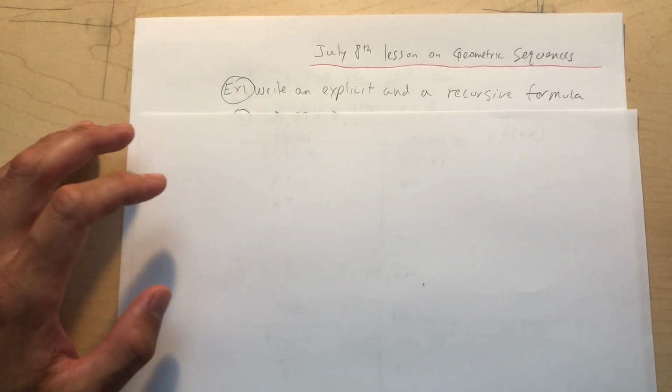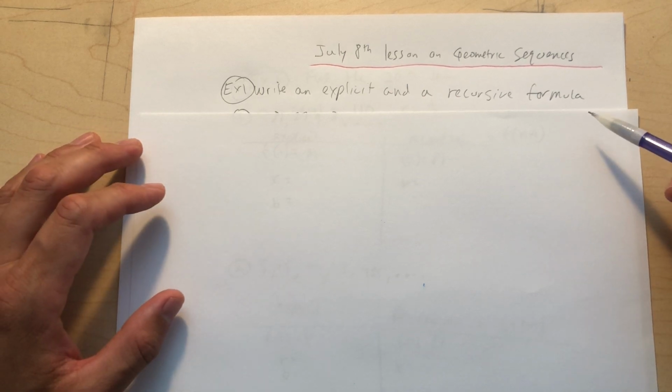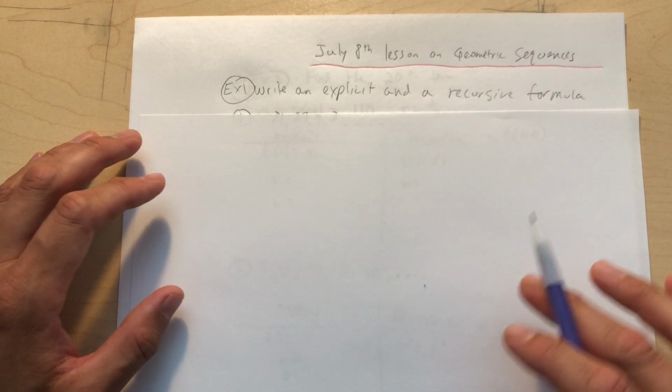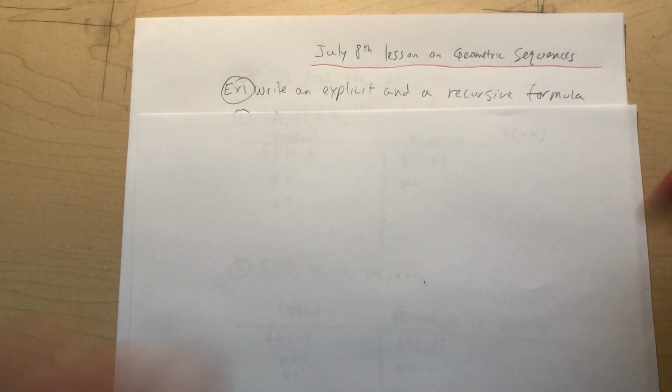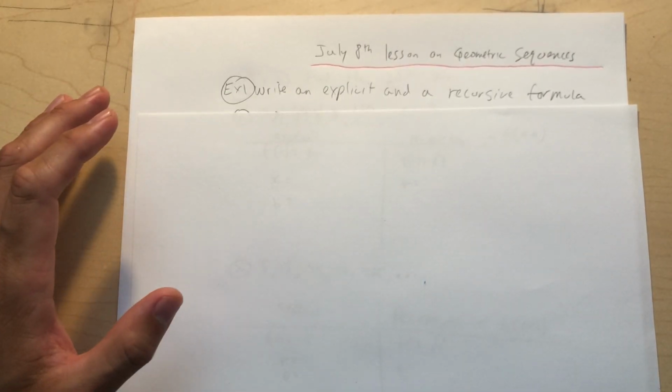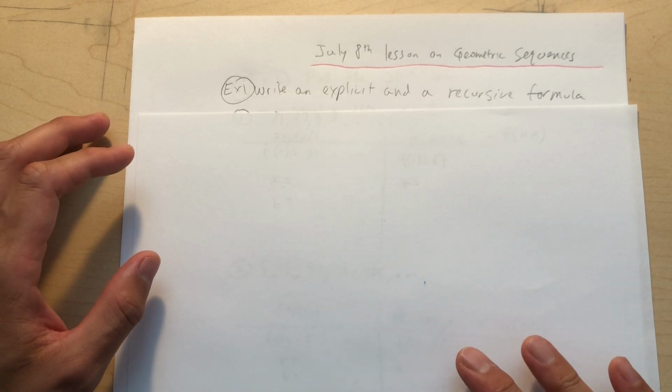Our first part is we're going to learn how to write a recursive and explicit formula. Remember, geometric sequence means that it's being multiplied. Even though the number is getting smaller, you're multiplying by some number between 0 and 1. If it's getting bigger, obviously you're multiplying by something bigger than 1.